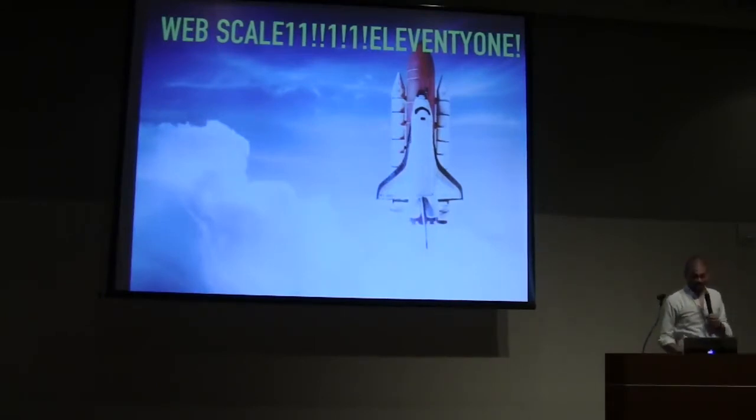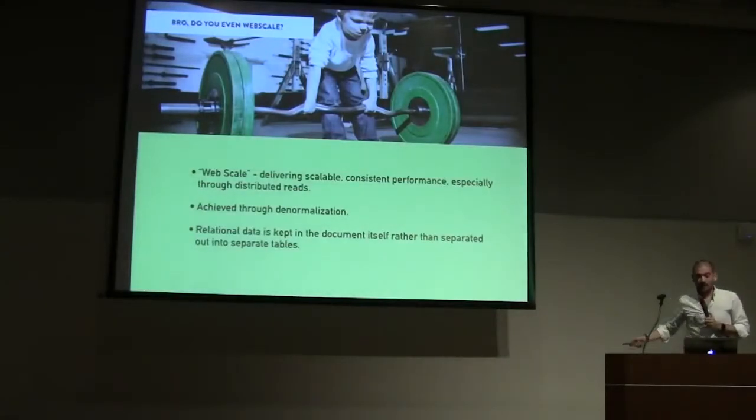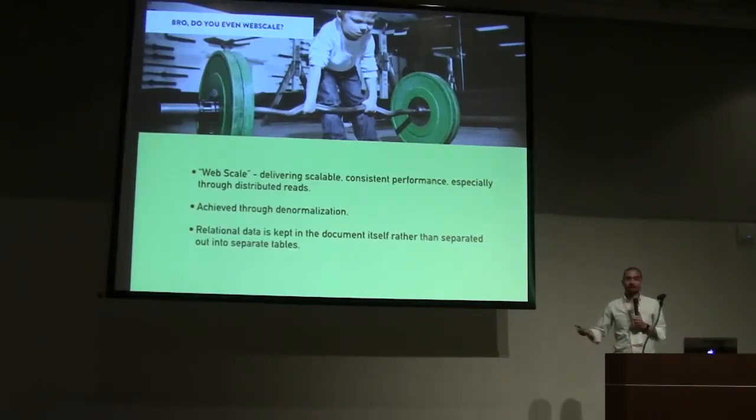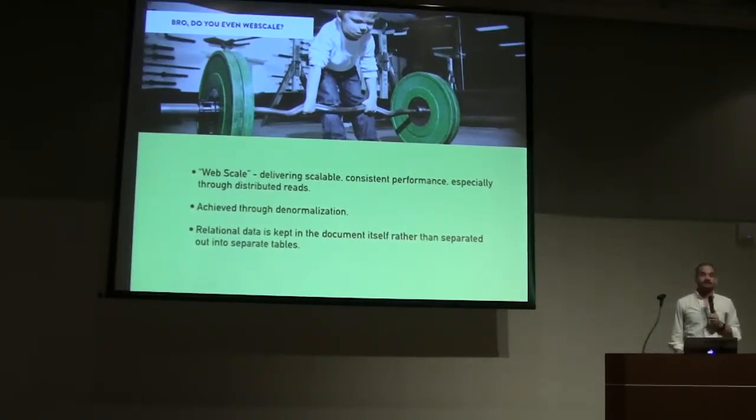Web scale is key. So web scale is delivering scalable, consistent performance, especially through distributed reads. Now, we just talked about normalization and how important normalization is. We get this through denormalization. Relational data is kept in the document itself rather than separated out into the separate tables.